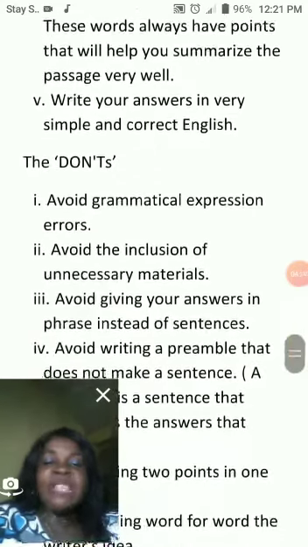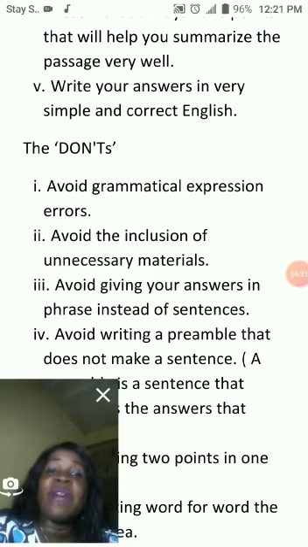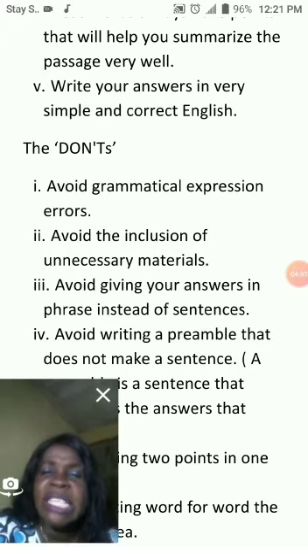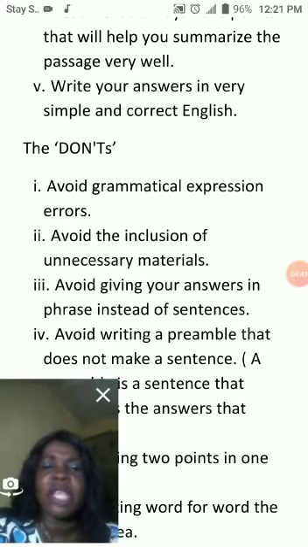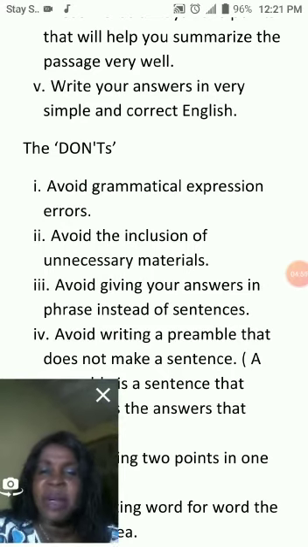Now, there are many things we are not supposed to do, please. I want you to take note of all these things. Avoid grammatical error or expression error. When we talk about grammatical error, we are talking about you getting the answer right, but putting it down with wrong English. Look at this sentence: "She fetches water of the well." Maybe they ask you, what are the duties the house girl performs before she goes to work? "She fetches water of the well." Imagine that English. The answer is right, but the English is very poor, it's very bad.